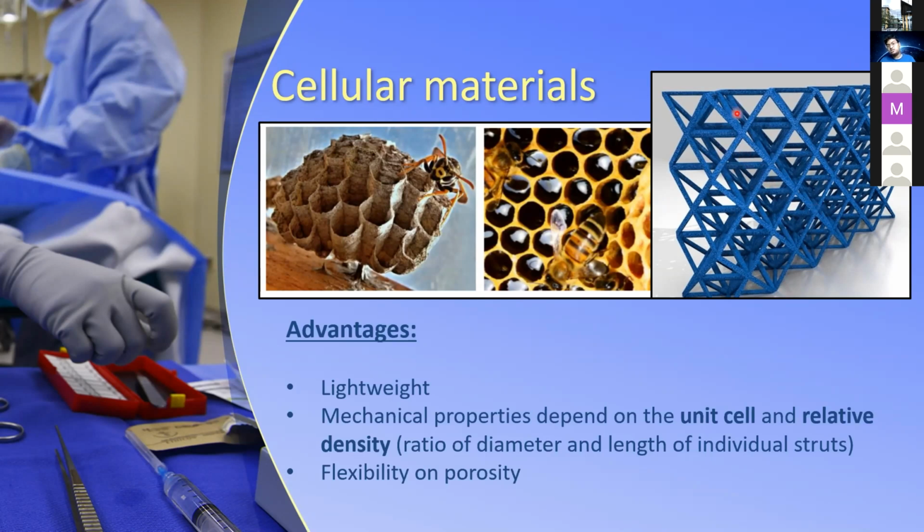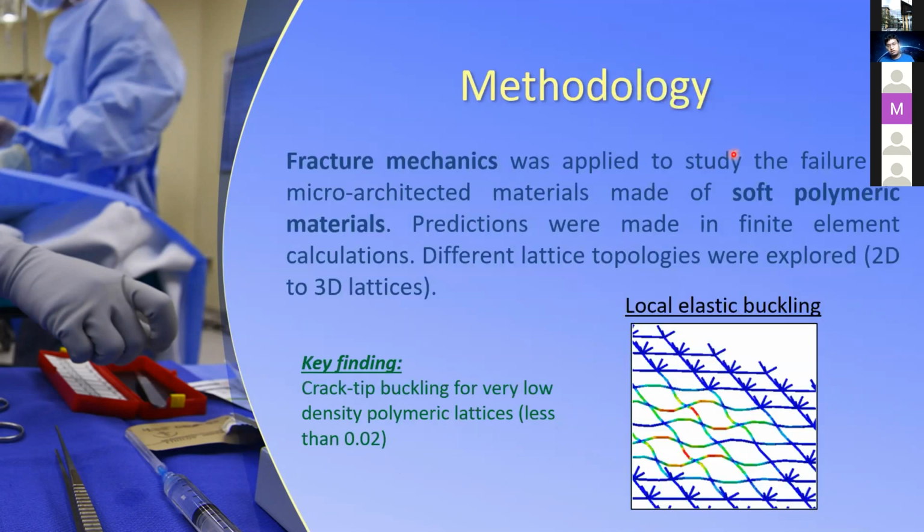Secondly, if you change the relative density, which is nothing but you change the dimension of these cells, you can also get another advantage on the mechanical properties. And clearly visible is you can change the porosity. So these three are good markers for me to begin that, okay, why not we use cellular materials for surgical meshes? Now the methodology that I adopted is I wanted to know when I choose a particular material, suppose I choose polypropylene, what unit cells should I decide and what should be the particular relative densities?